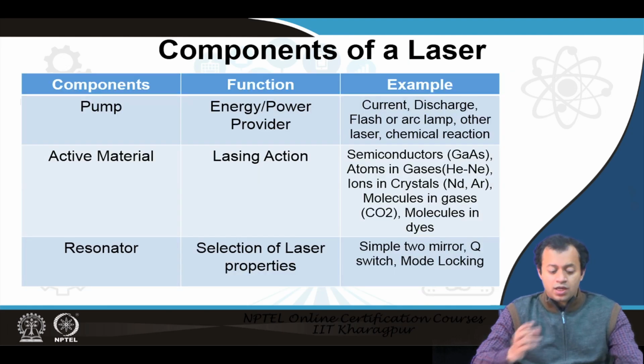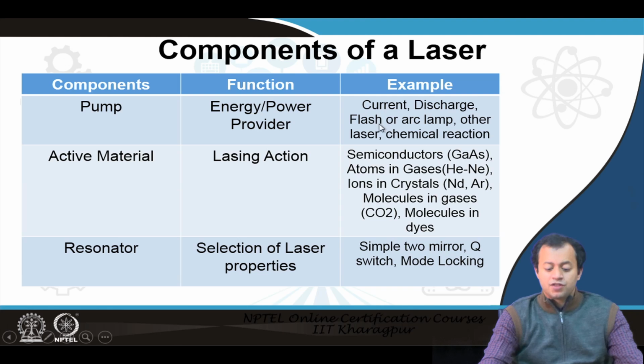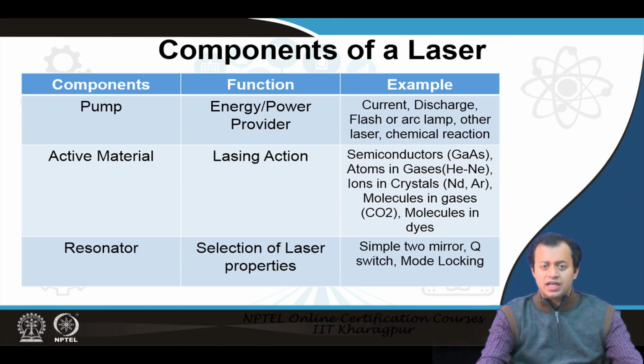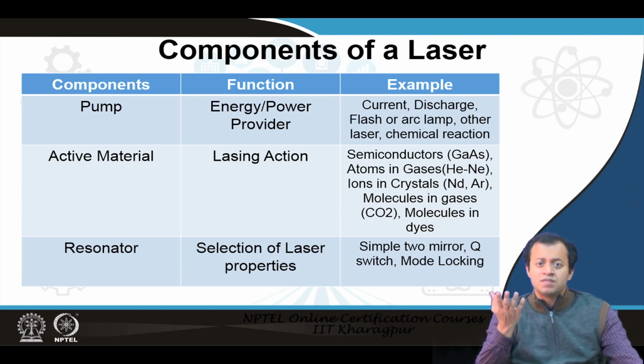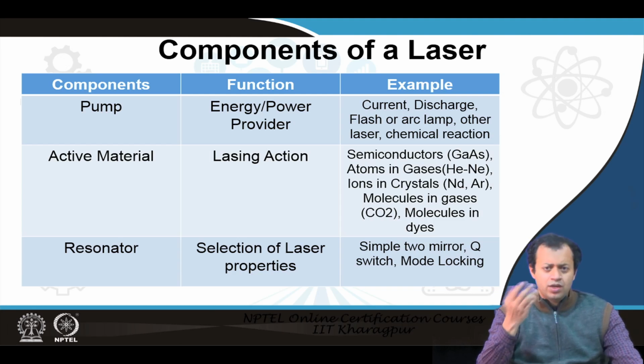Okay. So, what are the functions? The pump is an energy provider. It can be a current, a discharge, a flash, a chemical reaction, or another laser. The active material: more or less we have utilized everything as an active material. Even single atoms have been shown to lase, as long as you have two levels. The only thing we find difficulty with is metals. Why do you think metals do not provide lasing action? I am not going to give you every single answer.